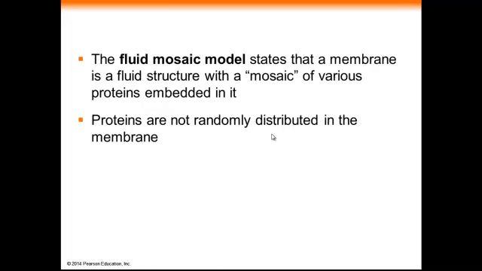We refer to the cell membrane as a fluid mosaic. That is because the proteins and the lipids in it can move around. That's the fluid part. And we refer to it as a mosaic because it has a number of different components: the phospholipids, proteins, cholesterol, a variety of other things.